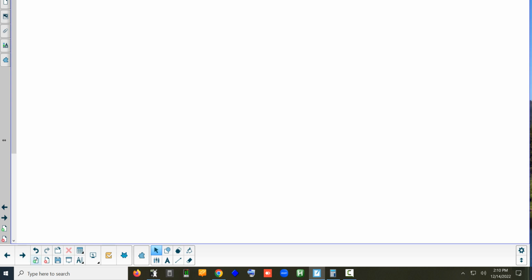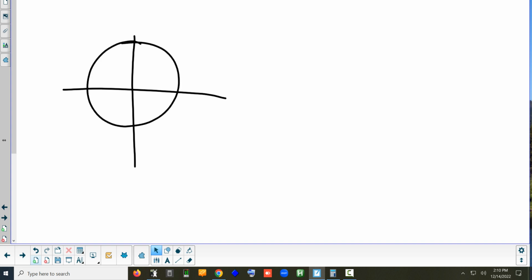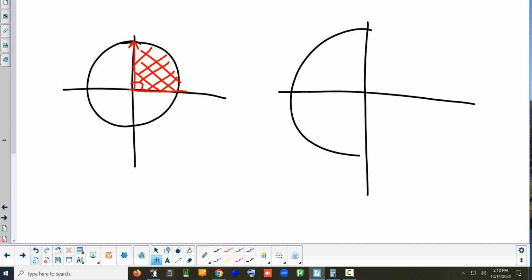Okay, I want to start out with the same picture I did last time, except this time, I don't want you to focus on the arc line. Let's draw a 90. If I draw a 90-degree angle, how much of the circle is shaded in by a 90-degree angle? 1/4 of it. Yep.